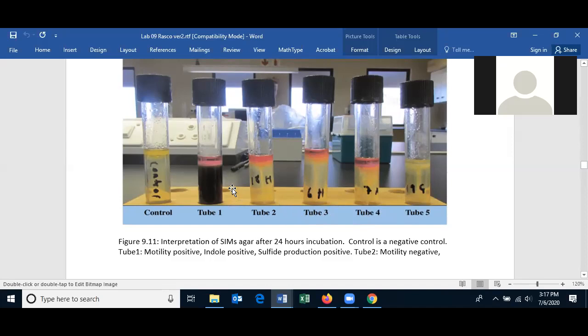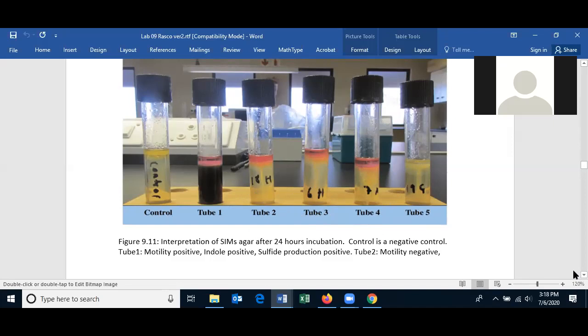Indole is being produced in tubes 1, 2, 3, and 4, because the Kovacs reagent has turned a pinkish color. And then tube 5, the control, there is no indole, because it's staying a yellowish type of color. And that's very light yellow. Okay, but you could call that clear.